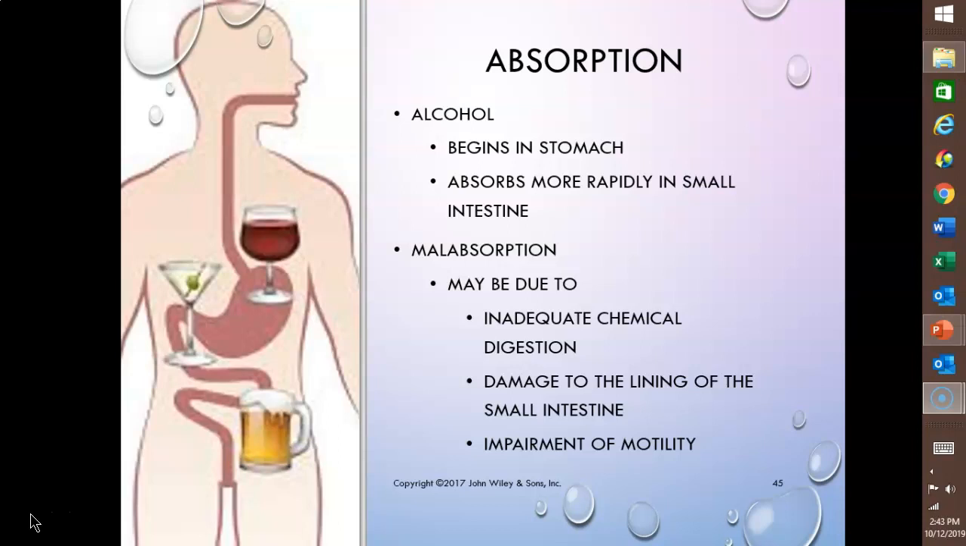When you see mal in front of a word, it typically refers to bad. So a number of disorders where nutrients from the food are not properly absorbed are classified as malabsorption. It can be due to disorders that result in inadequate breakdown of the food during the digestive process, inadequate digestive enzymes or juices, damage to the lining of the small intestine from surgery or infection or certain drugs and alcohol, or impairment of motility. Symptoms can include diarrhea, weight loss, vitamin deficiencies, and bone demineralization.